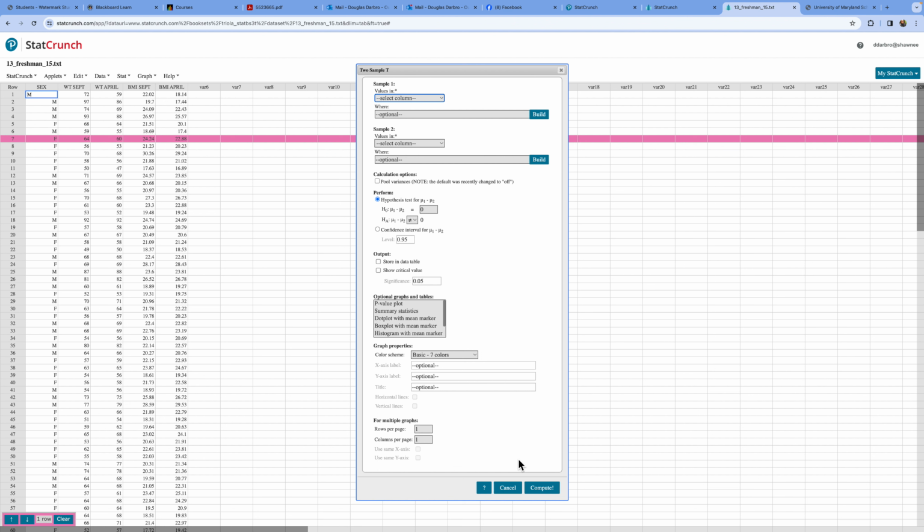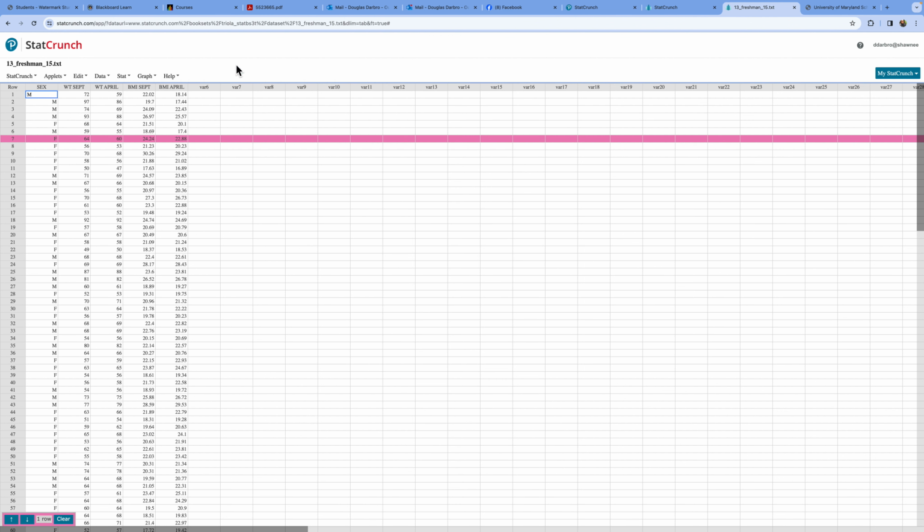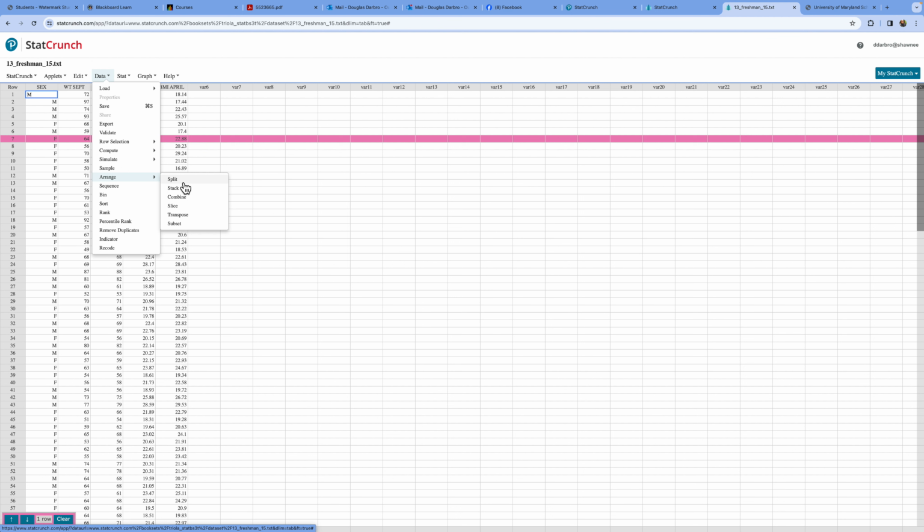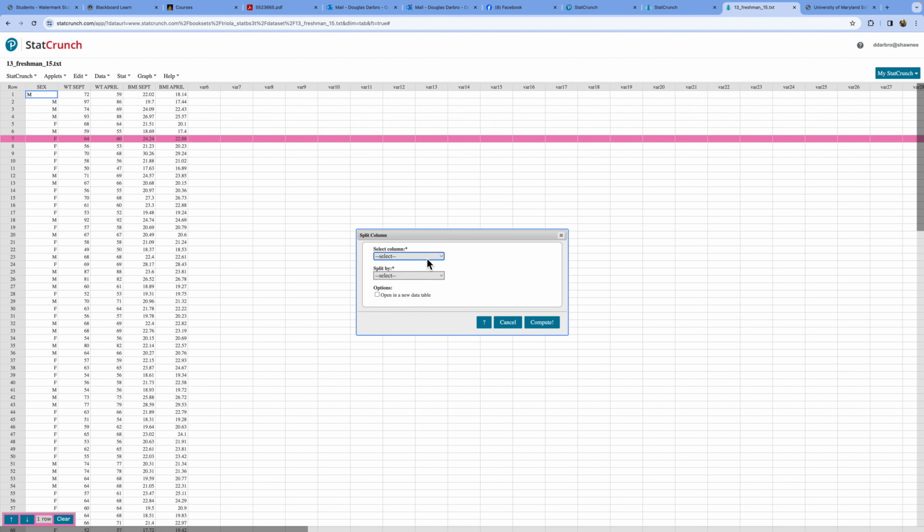So I don't like that. But we have to work with StatCrunch as the features that it gives us. So what I need to do is create a new data set where I have, let's just go with the BMI April, one column of BMI April for M's and one column for BMI April for F's. It turns out it's really easy to do this. Just go to data, go to arrange, and go to split. So the column I want is BMI April, and I want to split by sex. And I want to open this in a new data table.